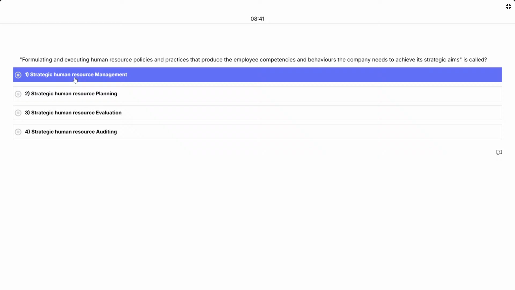Formulating and executing human resource policies and practices that produce the employee competencies and behaviors the company needs to achieve its strategic aim is called. Strategic aim achieve, strategic human resource management.